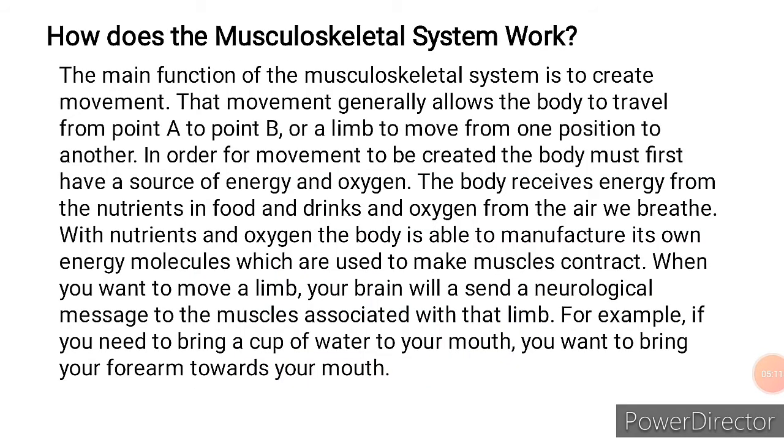The main function of the musculoskeletal system is to create movement. The movement generally allows the body to travel from point A to B, or a limb to move from one position to another. In order for movement to be created, the body must first have a source of energy, and then oxygen as well. And where does this come from? The nervous and the circulatory system, is it not? Yes. And when you want to move a limb, your brain will send a neurological message through your neurons, or your nerve cells, to the muscles associated with that limb.